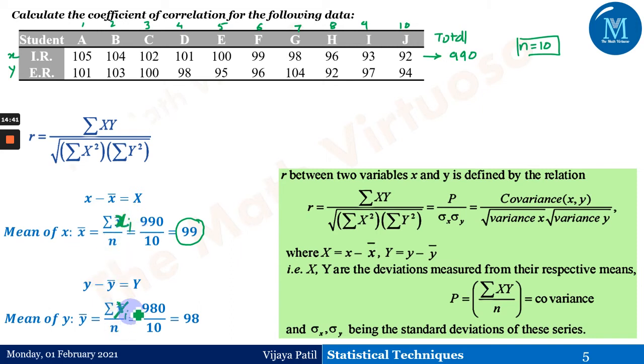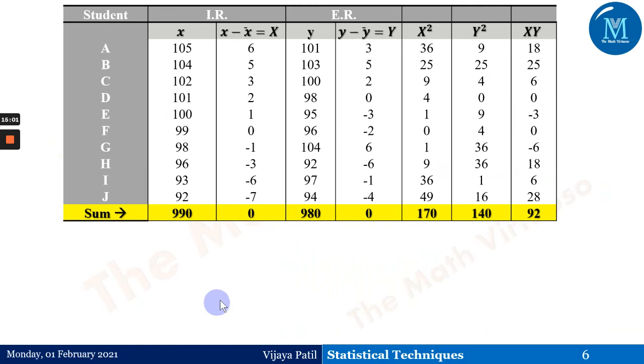divided by small n, which is 980. So this is an addition of y, I would say it's y only. So it's nothing but 980 upon 10, which is 98. So again, if you see this, both of them are not fractions, and that is the reason we'll be going ahead with this particular formula.